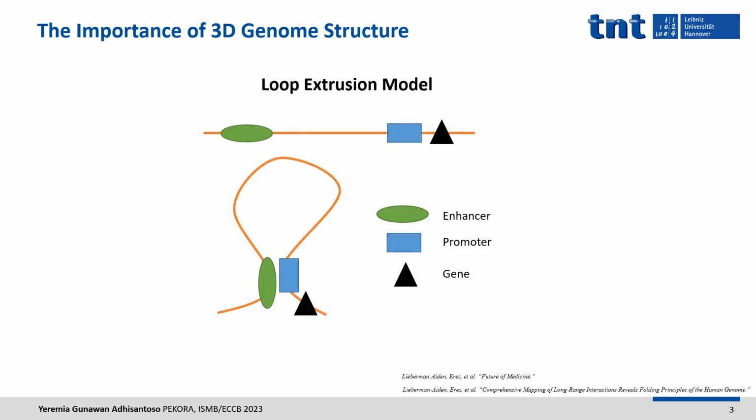So why is the 3D genome structure important? If we see our genome in a linear way, it's quite often that the enhancer and the promoter of a gene are located far away from each other. So if we see the locus of the enhancer and the promoter, the distance is quite far. And it turns out that the enhancer and the promoter in the nucleus form a so-called loop, where the enhancer and the promoter, in terms of spatial distance, are quite close to each other. This model is called the loop extrusion model.